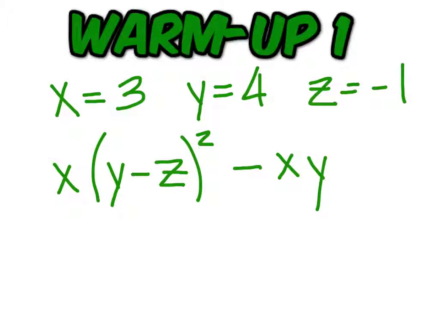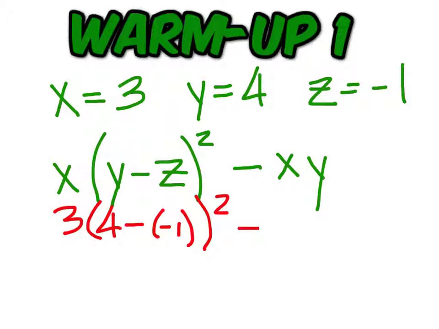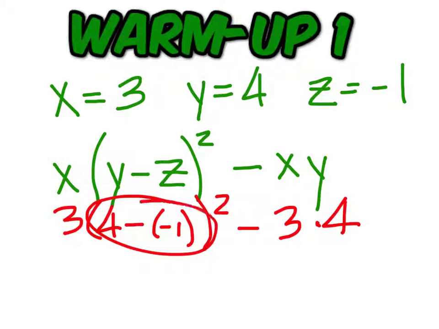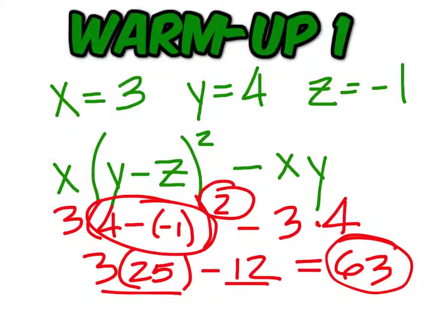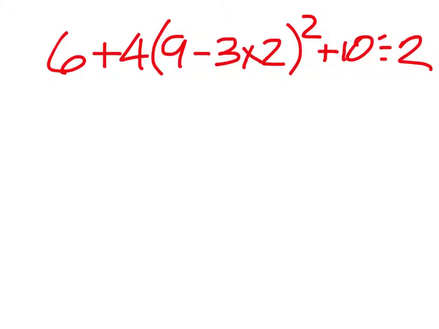On the warm-up problem, you're going to have 3, and then inside the parentheses, a 4 minus a negative 1. Then x is 3, y is 4. So inside here you get a 5, square it to get 25, multiply by 3. On the end you have a 12 from 3 and 4, so this is 75 minus 12, which is 63. The answer to the bonus problem is 47.